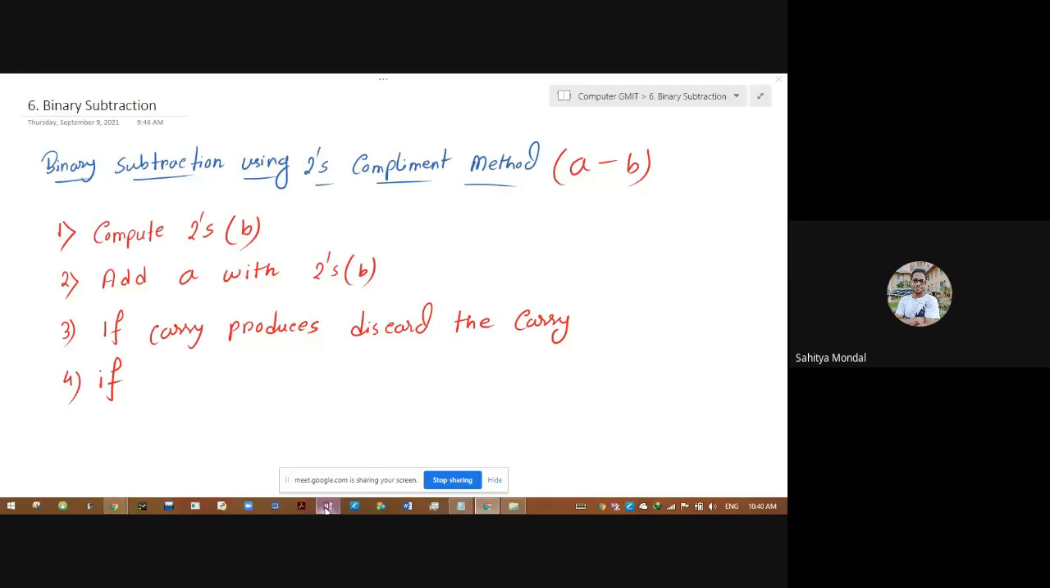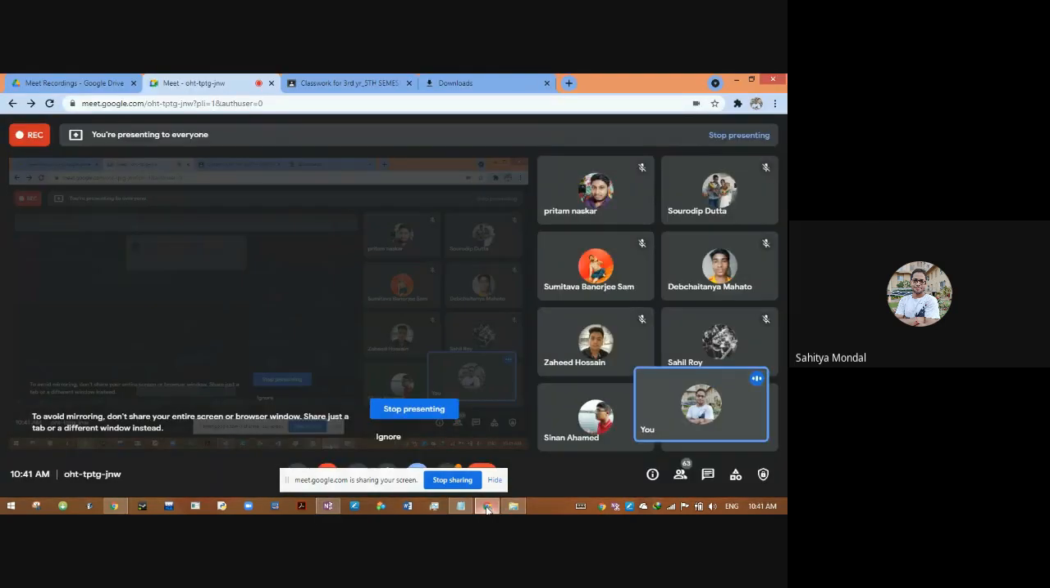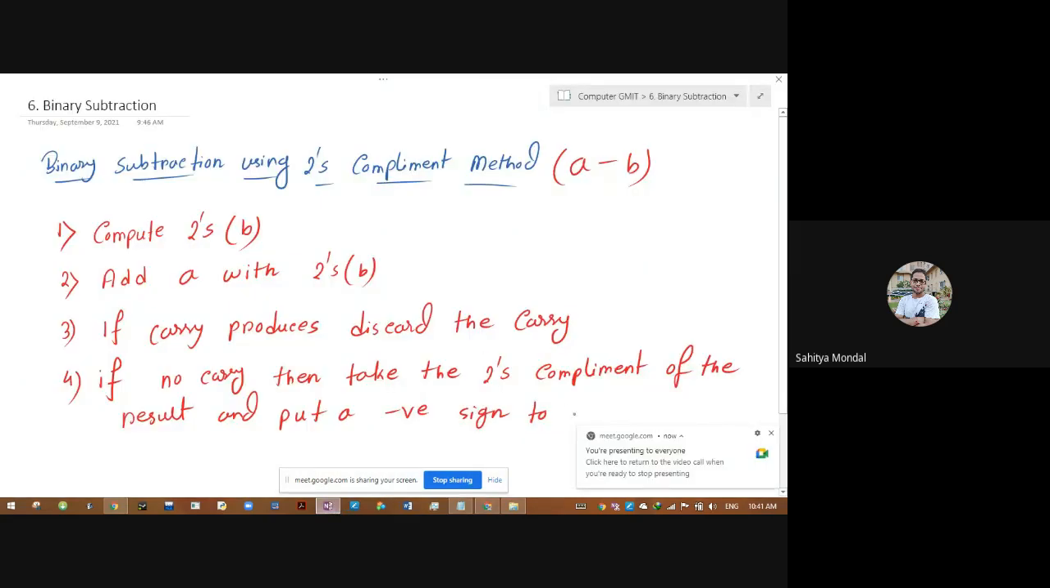Okay, so what I am saying, that is the rule. So if no carry, then take the 2's complement of the result and put a negative sign to the final result.